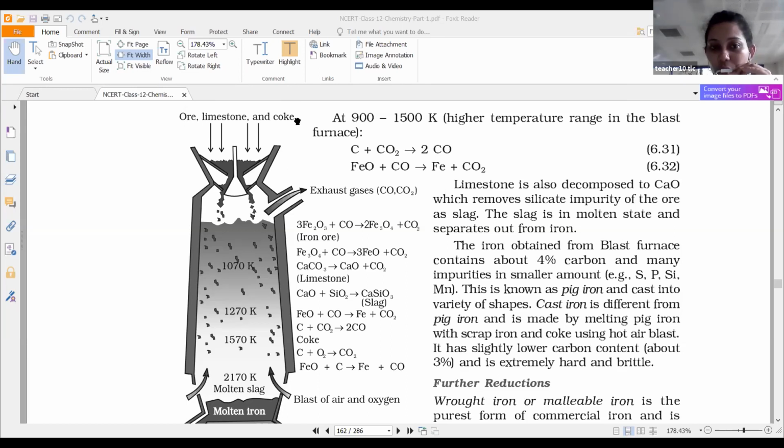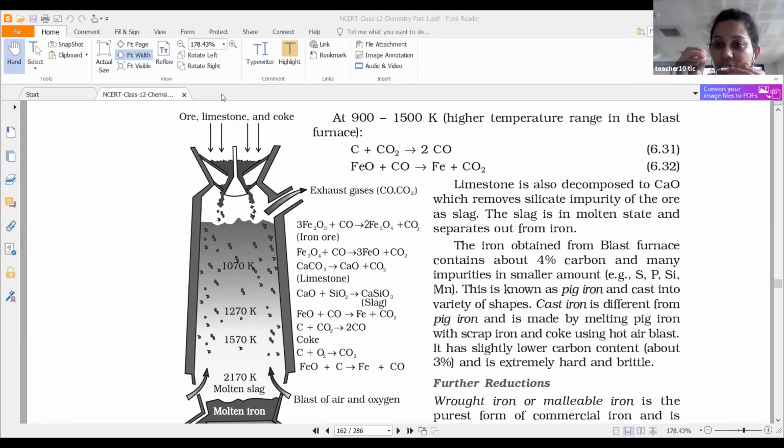Students, add this ore, coke, as well as limestone. Why is limestone added? Limestone is nothing but calcium carbonate. What is the role of limestone in this case? It removes impurities which are present in this ore. For example, if SiO2 is in contact with calcium carbonate, then calcium silicate will be formed, so it can be removed. So limestone is actually a third chemical substance.